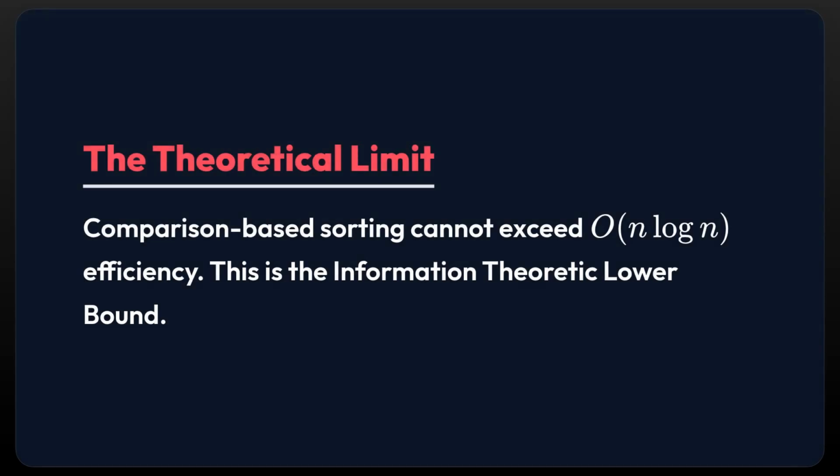Before we build the heap, we must understand the rules. In comparison-based sorting, we strictly compare pairs. Mathematically, it is impossible to sort distinct elements faster than n log n in the worst case. This is our universal speed limit.